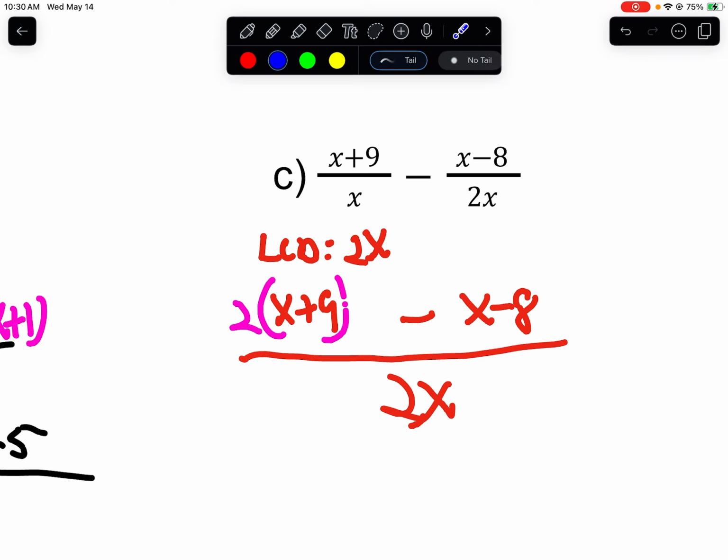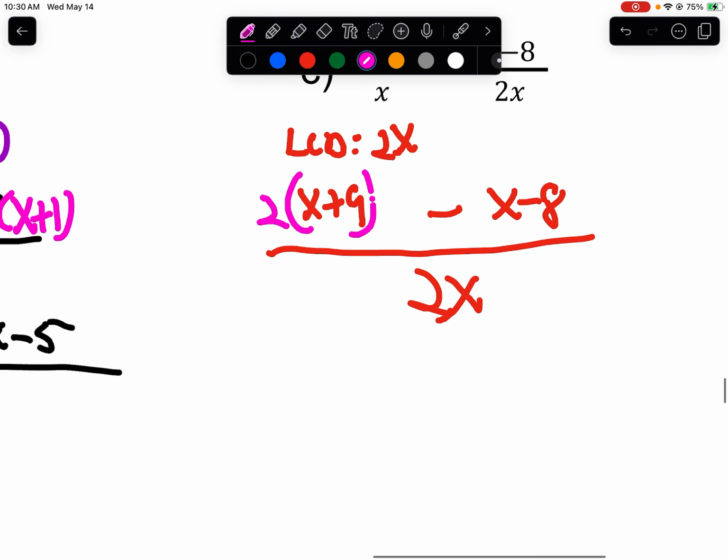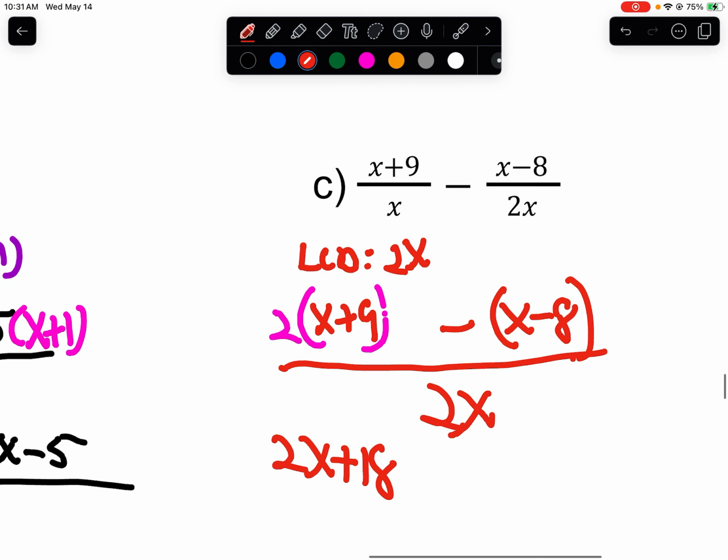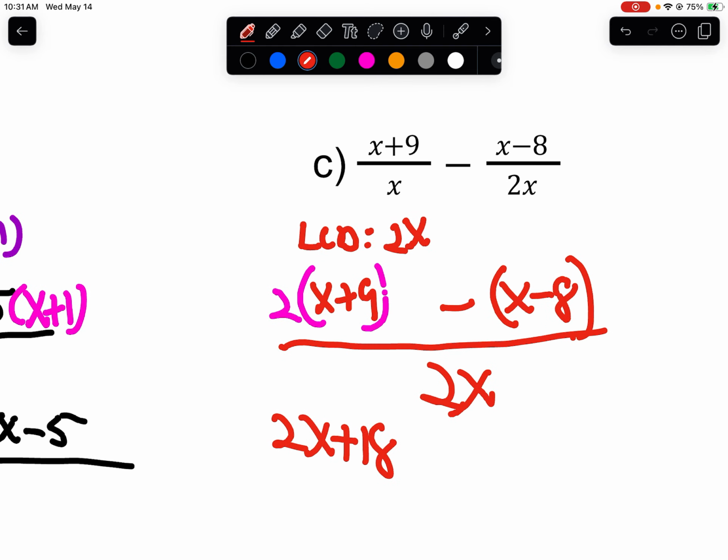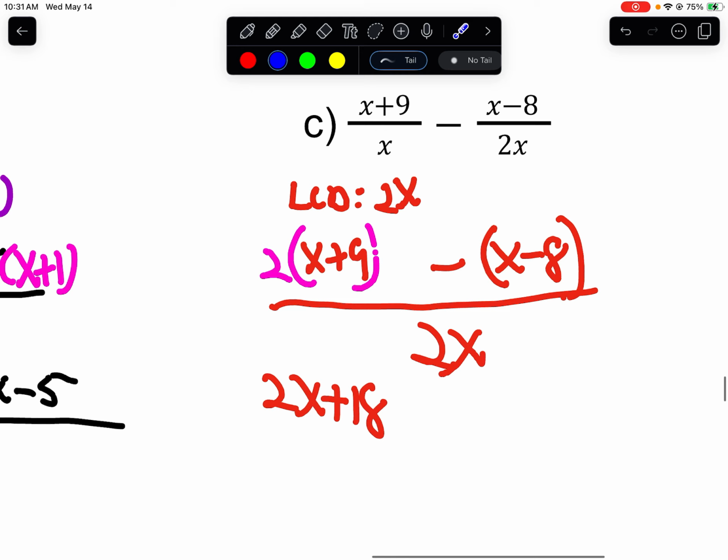What's missing here that's there? And you'll say nothing, so we just leave it. So this works out to be 2x plus 18. And now remember, this is minus x minus 8. I forgot to put the parentheses because it's minus all of this. So you could either do it in your head and go, okay, 2x minus x. So it's going to be this. Basically, it's minus x plus 8.